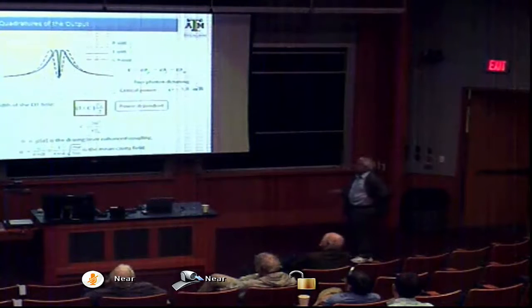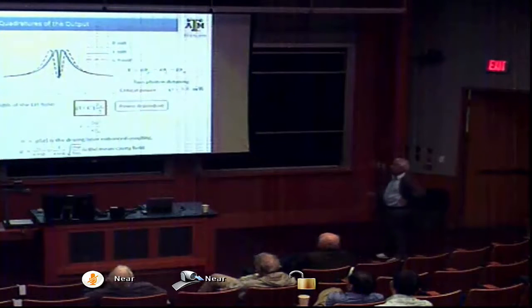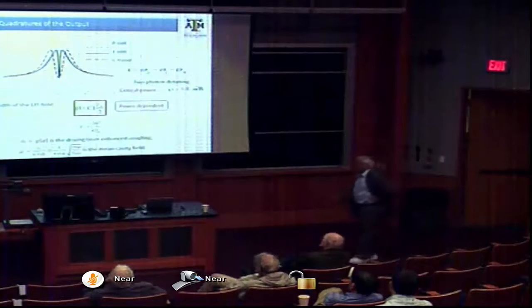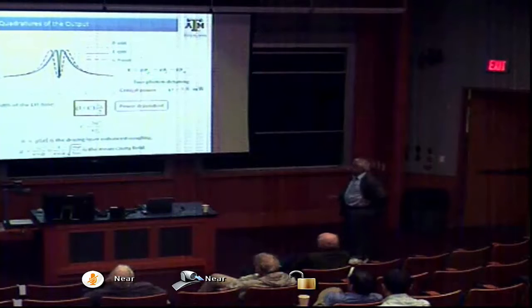So you find this is the output from the cavity, one of the quadratures of the output, and look at this black curve. That's the signature of EIT, and the width of this EIT hole depends on the pumping power. You can obtain how much this width of the hole is, and it's related to this parameter, which is called the cooperativity parameter.